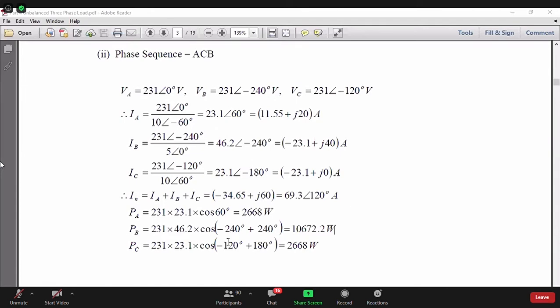That was actually my reading. See, how do you find out the phase difference between voltage and current? This is VB. You can see here, right? Then IB you can see here. So what is the phase difference between VB and IB? Take minus 240, then minus of minus 240. Oh, okay.